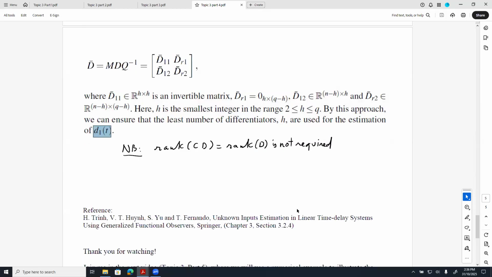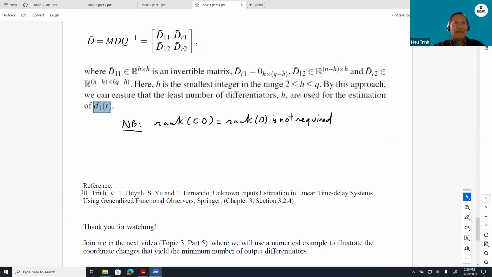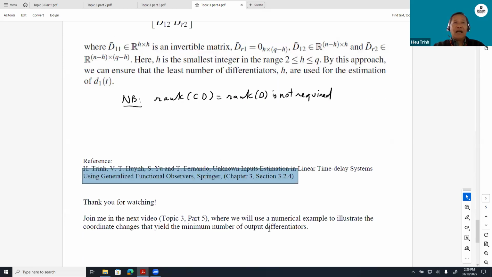Okay, so that is basically the presentation for this part. It is based on chapter 3, section 3.2.4.